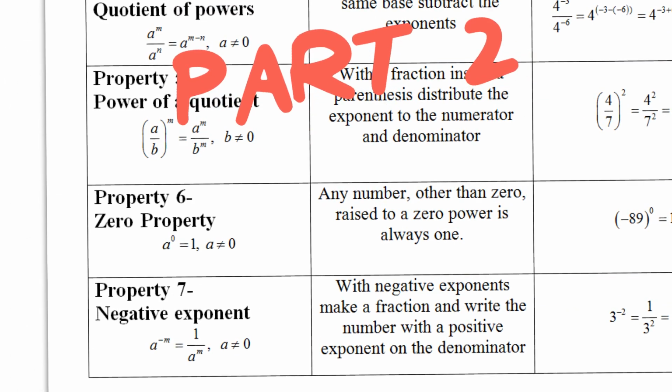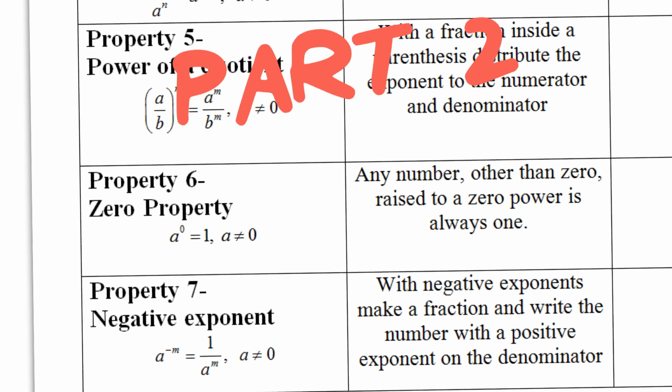So let's go ahead and review what those properties of exponents are. Property number 6 is called the zero property, which means when you have a base to the 0 power, that's going to equal 1. Now, this base cannot equal 0 because you cannot have 0 to the 0 power, but anything else, even a variable or a fraction or a number to the 0 power is going to equal 1. So it says here, any number other than 0 raised to the 0 power is always 1.